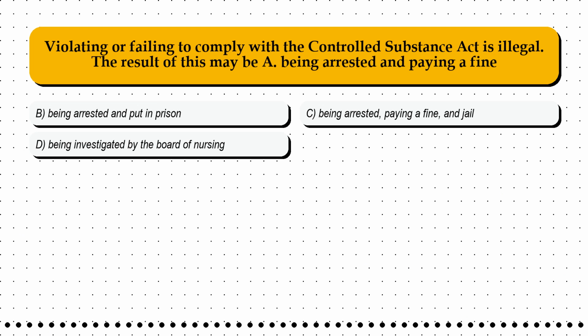Question 329. Violating or failing to comply with the Controlled Substance Act is illegal. The result of this may be: Option A. Being arrested and paying a fine. Option B. Being arrested and put in prison. Option C. Being arrested, paying a fine, and jail. Option D. Being investigated by the Board of Nursing.